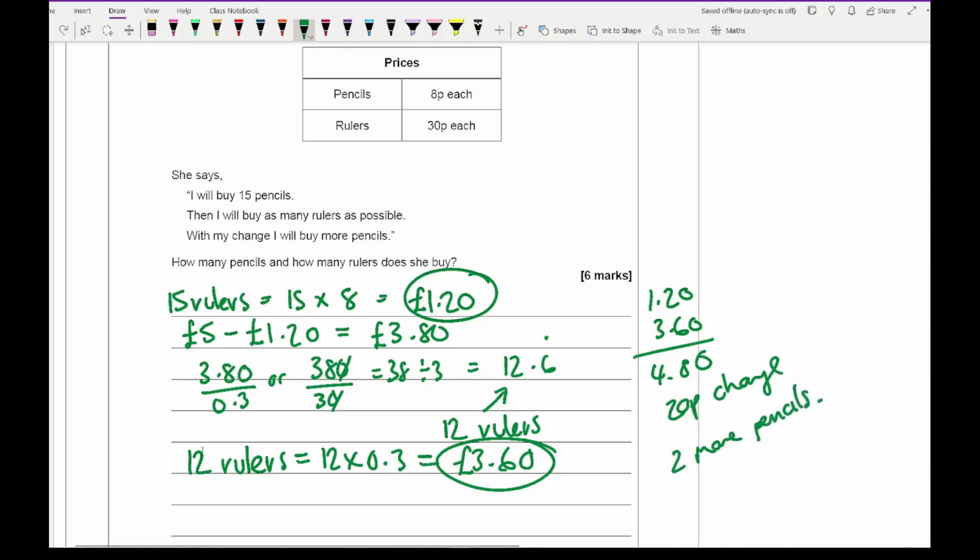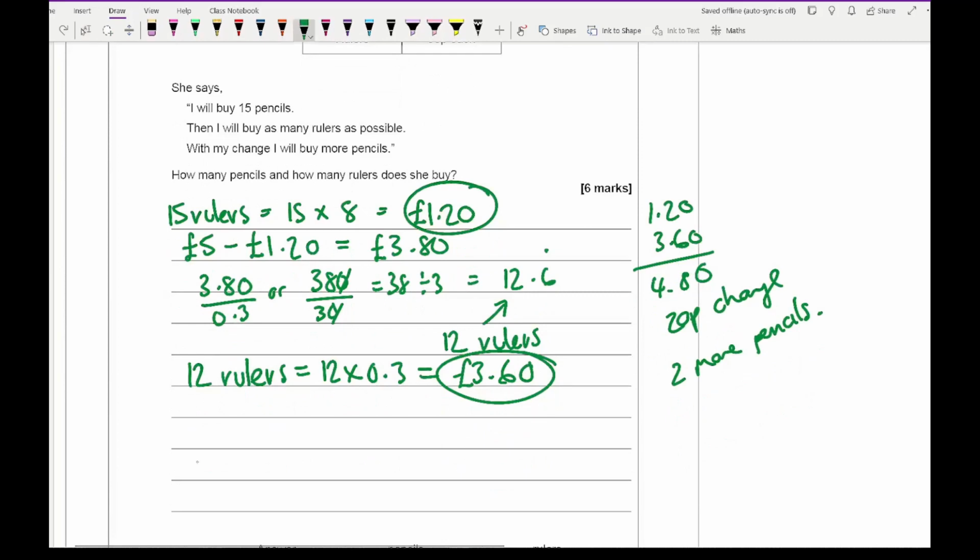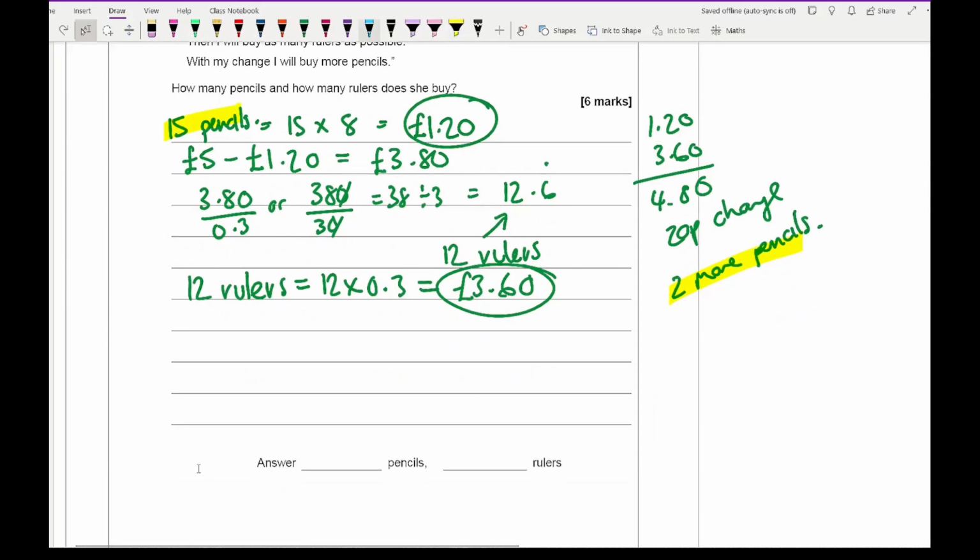So then going back to the original question of how many of each can you buy? Well, you can buy 15 pencils plus 2, which is 17, and 12 rulers.